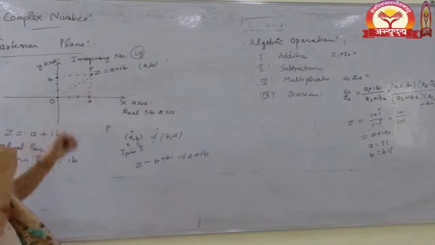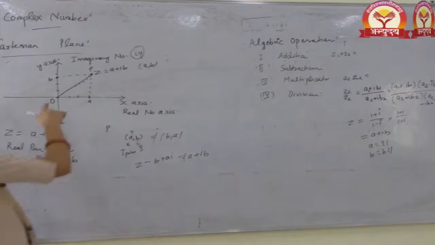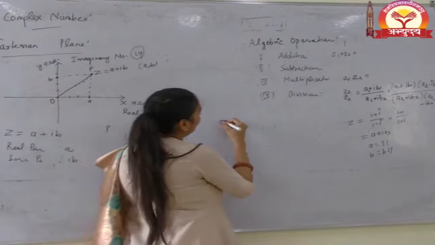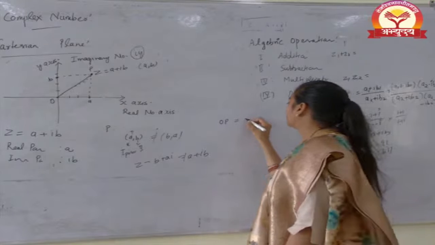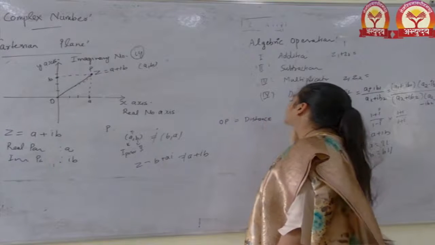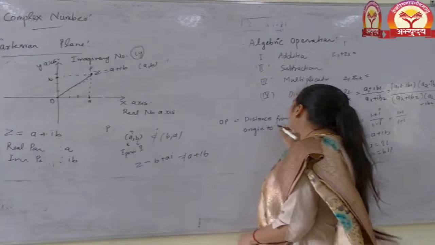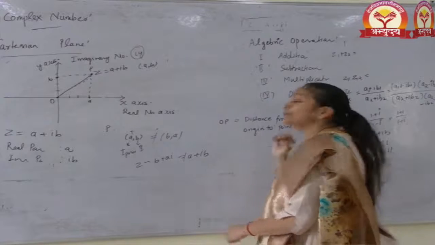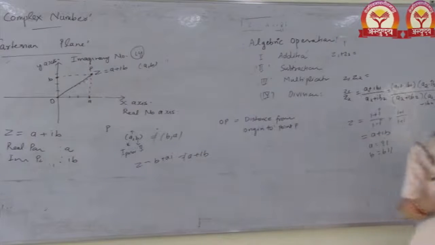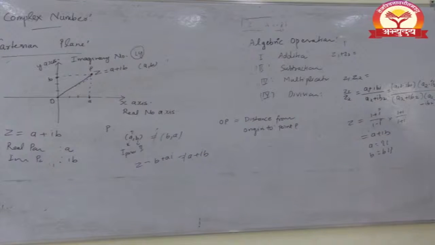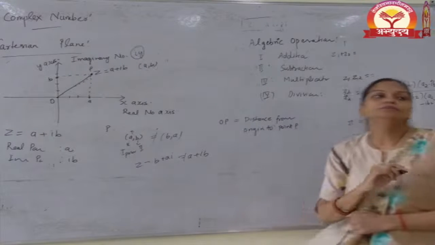Next step is what? हमने इसे क्या किया? मैच कर दिया. We join this side O to P. OP. This OP is what? That is the distance from origin to point P. How can we, what is the distance from O to P? How can we find the distance?